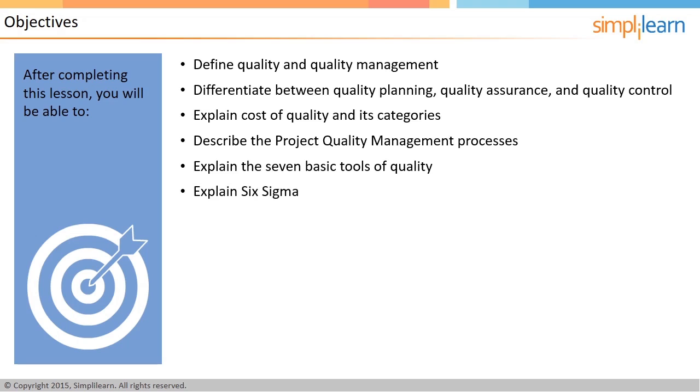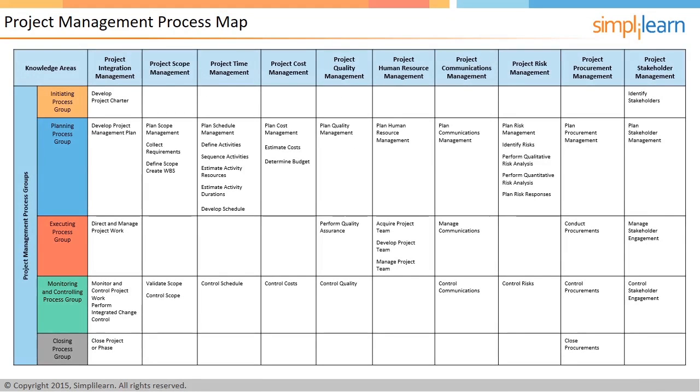In the next screen, let us take a quick look at the project management process map. There are 47 processes in project management, grouped into 10 knowledge areas and mapped to 5 process groups. In this lesson, we will look at the 5th knowledge area, that is, project quality management and its processes. In the next screen, let us understand what quality is.